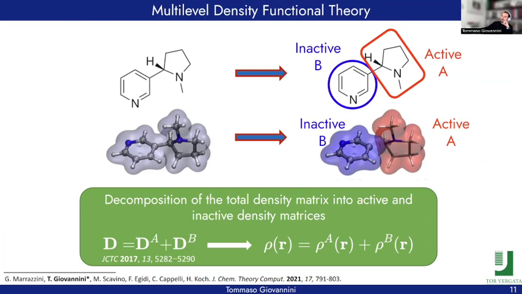Okay, so the idea of this method is this one. You start from, let's say, a guess density for your system. This guess density can be obtained however you want, for instance with a superposition of atomic densities for each of the atoms. Then you decompose this density into an active part and an inactive part. With active and inactive, what I mean is that at the end you would like to optimize the density of the active part in the field of the inactive part.